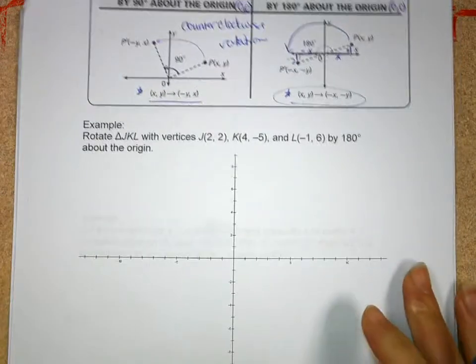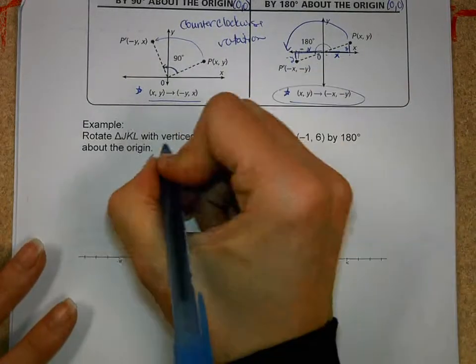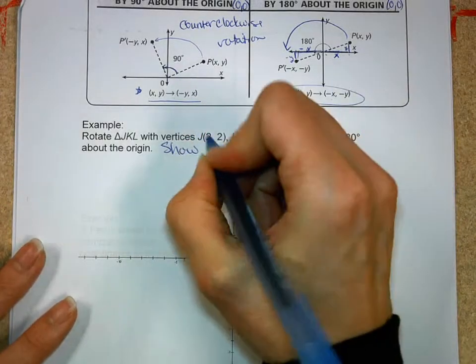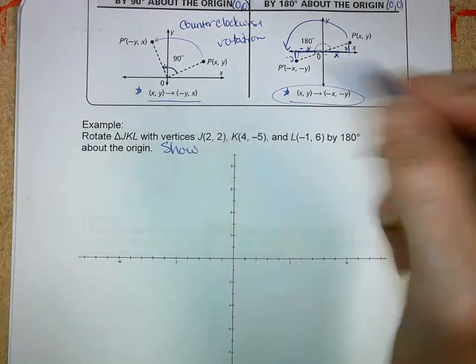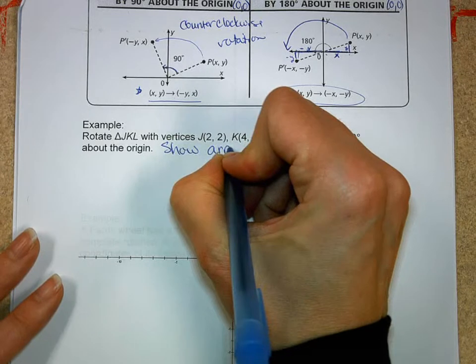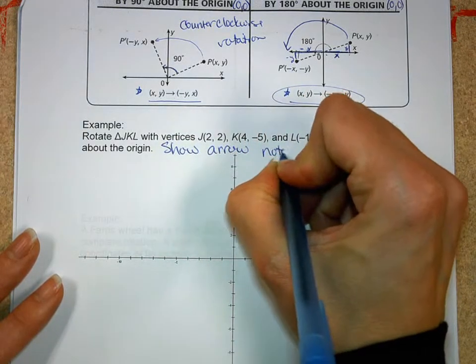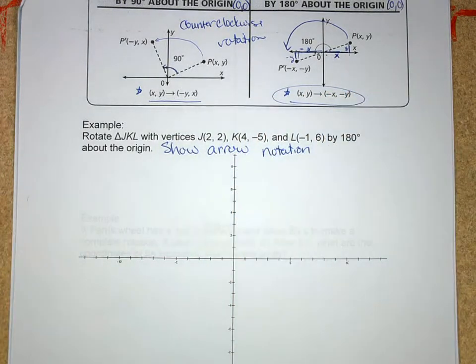All right, so let's do this real quickly with this one. Again, here are going to be the directions. I don't know if I say this well on your homework or not. I don't have that right in front of me. But always show your arrow notation, because sometimes I'm going to ask you to do that instead of graphing it, which makes it a lot easier.